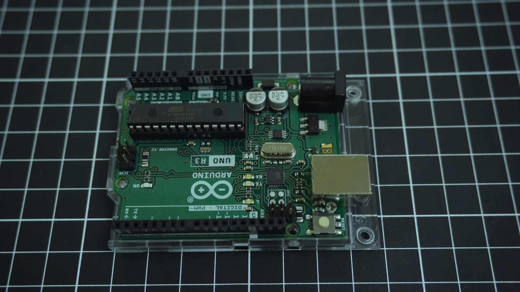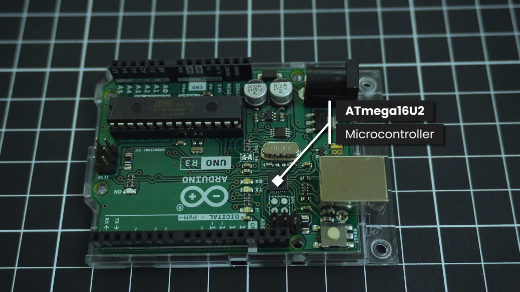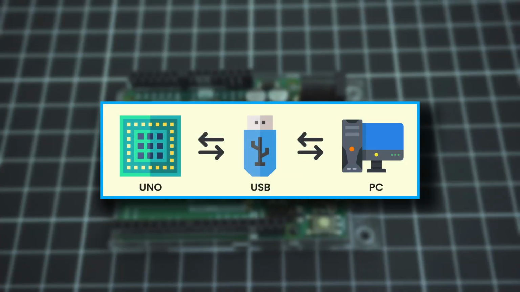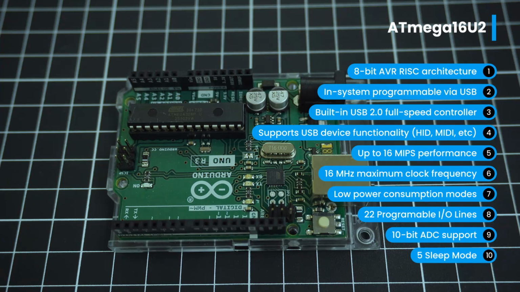In addition to the main microcontroller, the Arduino UNO also includes a second microcontroller, the Atmega 16U2. This chip is primarily responsible for handling USB communication between the Arduino UNO and your computer. It converts the USB signals from your computer into serial communication signals that the main microcontroller can understand. Additional technical specifications of the Atmega 16U2 are displayed on the screen. You may pause the video here if you would like to examine them.